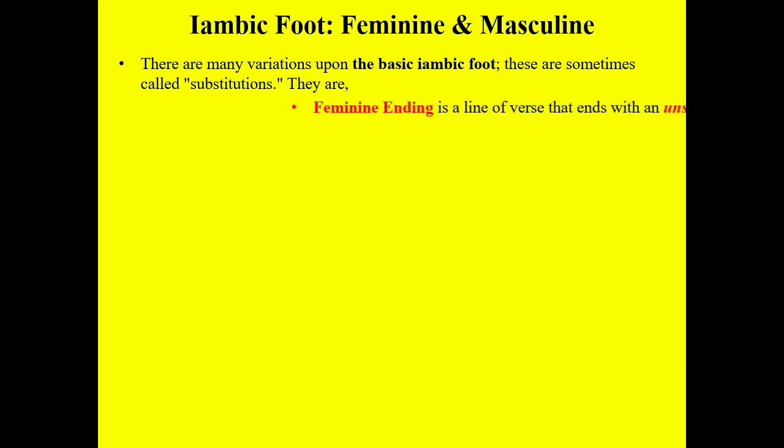So they are feminine ending. A line which is going to end with unstressed syllables is called feminine ending. So a feminine ending is a line of poem or verse that ends with an unstressed syllable. The question may be asked: if a line in a poem or a verse ends with unstressed syllables, it is called, you need to identify, feminine ending.